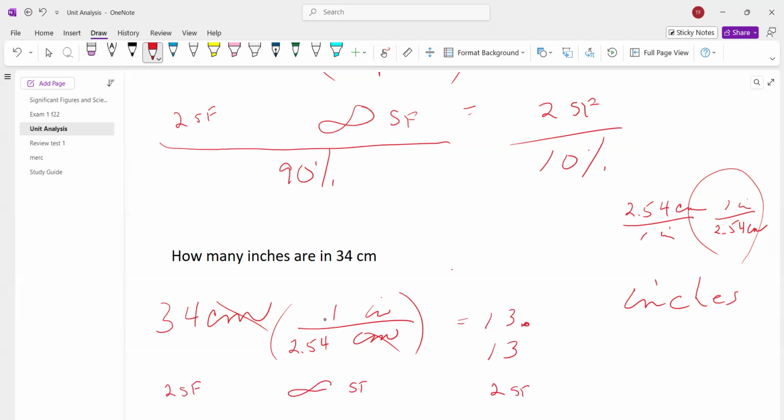So our answer could be 13 point or 13. Either way is fine.